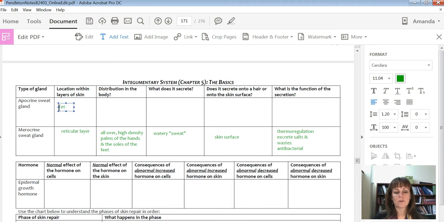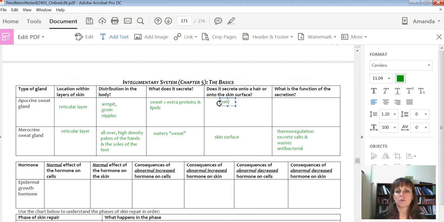Okay. Apocrine sweat glands, again, we're going to find those in the reticular layer. The bulk of them are in that reticular layer. These are found in the armpit, the groin area, and the nipples. What it secretes is sweat plus some extra proteins and lipids. So it's sweat plus a few extra things.